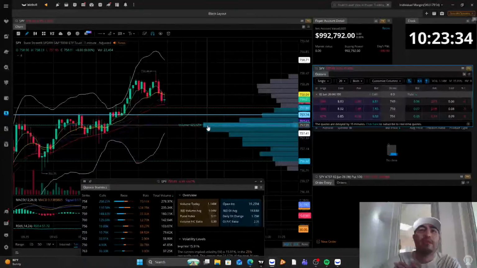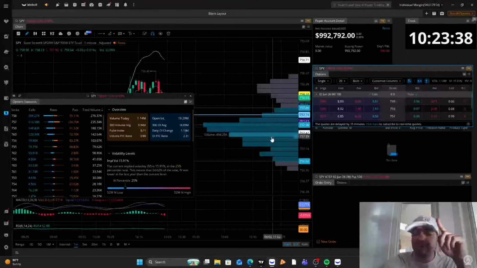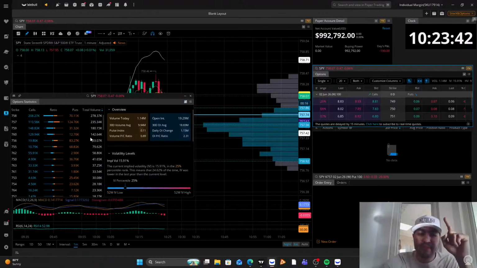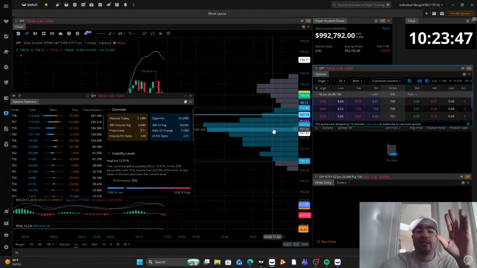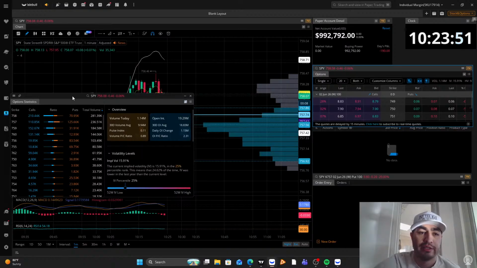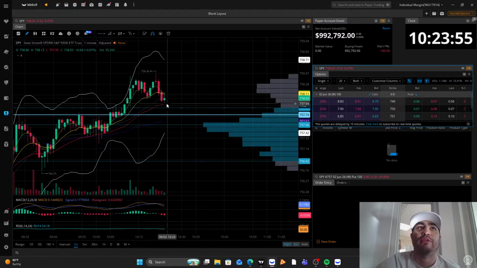Yeah, so it looks like it wants to fill. And this is why I have this indicator on right here too, the VP indicator. It's just telling you the overall volume of the contracts. So it looks like, dude, the bulls at 758 are just ripping it right there.